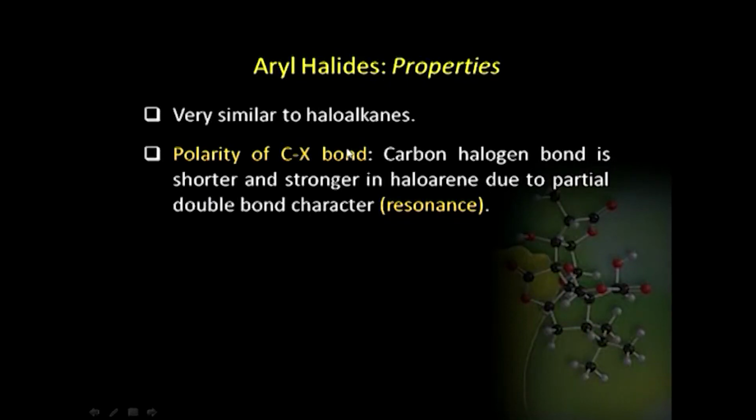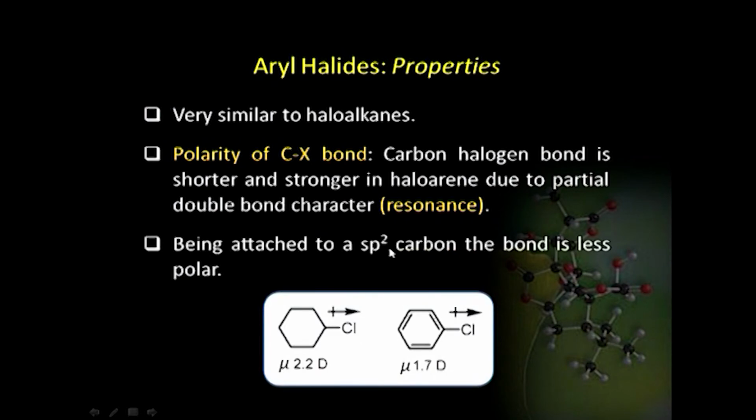Now, let us look into the properties of aryl halides. The properties of aryl halides are quite similar to those of haloalkanes. The C-X bond is polar here also. The carbon halogen bond is shorter and stronger in haloarenes due to partial double bond character and the resonance. Being attached to an sp2 carbon, the bond is less polar, as can be seen here. The dipole moment of this molecule clearly indicates this.